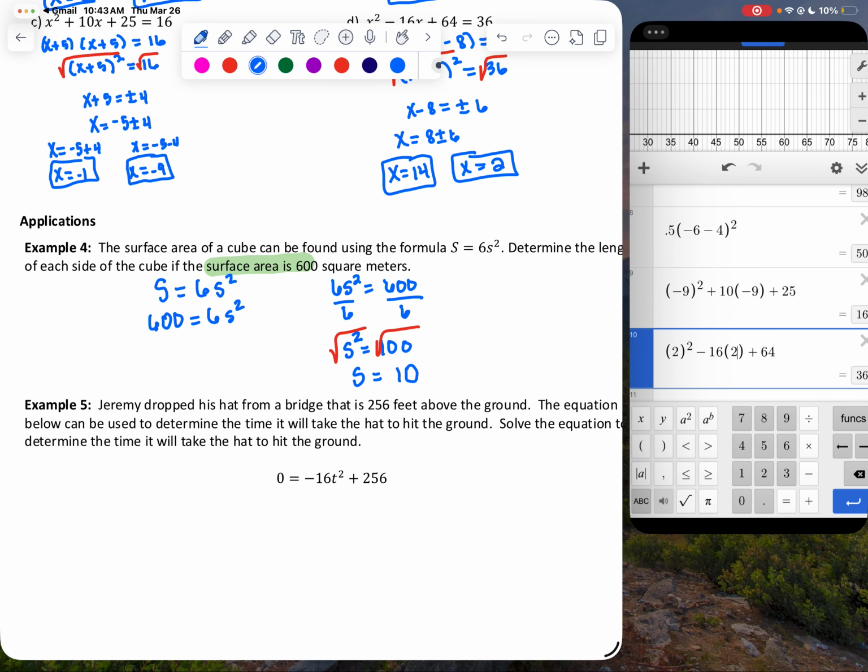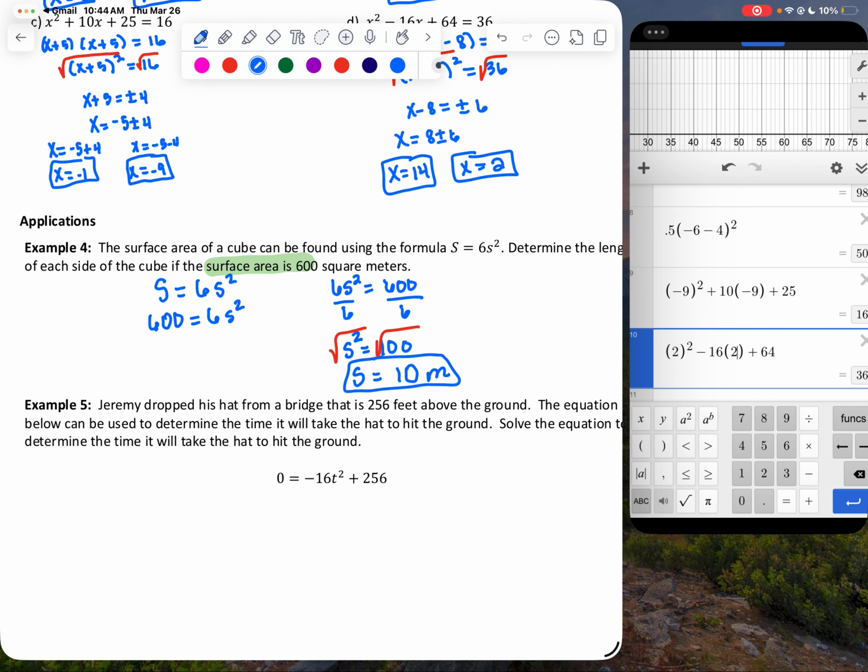Now, I do not want to put my plus or minus here because when you're dealing with geometry problems, we cannot have a negative side length. And I also want to put my units, which was meters. So the side of this cube, each side is 10 meters.